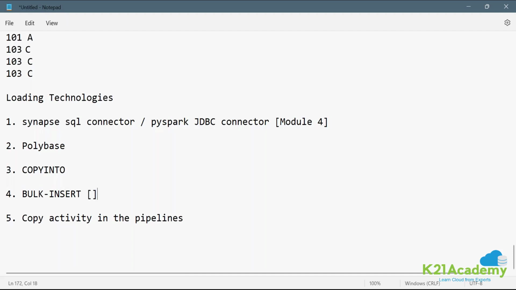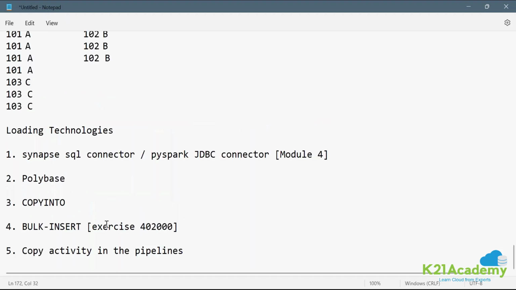I will share an exercise if you want to do, because this writes it in batches of 40,200 rows. It's a batch insert, bulk insert. It's not for us at this moment. We're going to look at Polybase and COPY INTO.